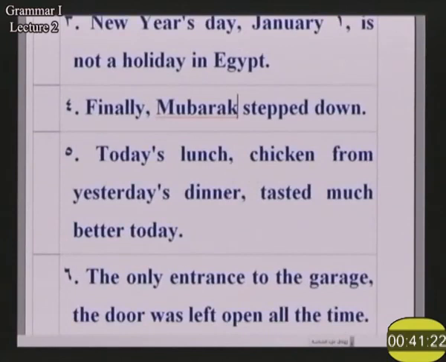Today's lunch, comma, chicken from yesterday's dinner tasted much better today. يبقى today's lunch, subject, tasted much better today. Tasted is the verb. يبقى this part which is separated by commas, chicken from yesterday's dinner, this is an appositive of today's lunch. يعني الغداء بتاع النهاردة اللي هو فراخ فضلة من عشا امبارح tasted much better today. طيب this sentence is correct.